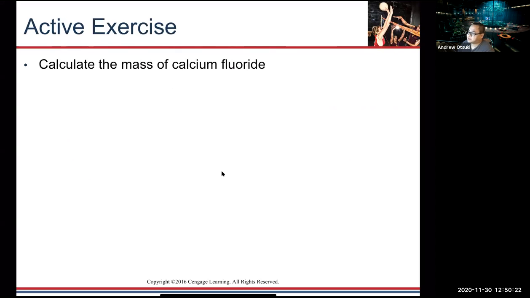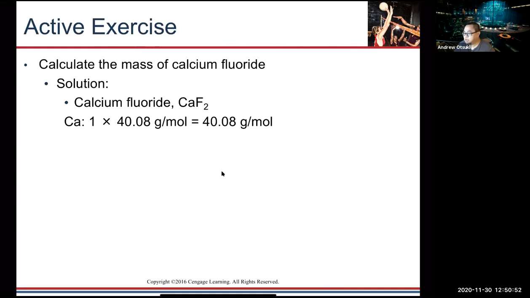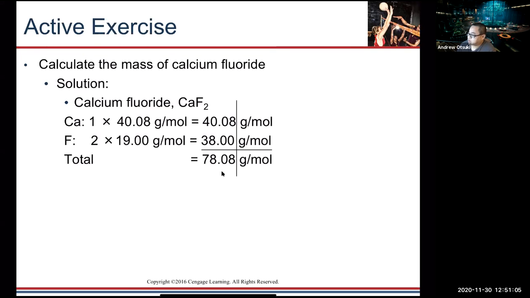Okay, let's calculate the molar mass of calcium fluoride. So we know calcium, so hopefully we can link back. Calcium is 2+ and fluoride is F-. So our formula should be 1 calcium ion and 2 fluoride ions to write this formula unit. So calcium fluoride, CaF2. Now let's calculate its molar mass. Calcium is 40.08 grams and fluoride 19 times 2. So our sum is 78.08 grams per mole.